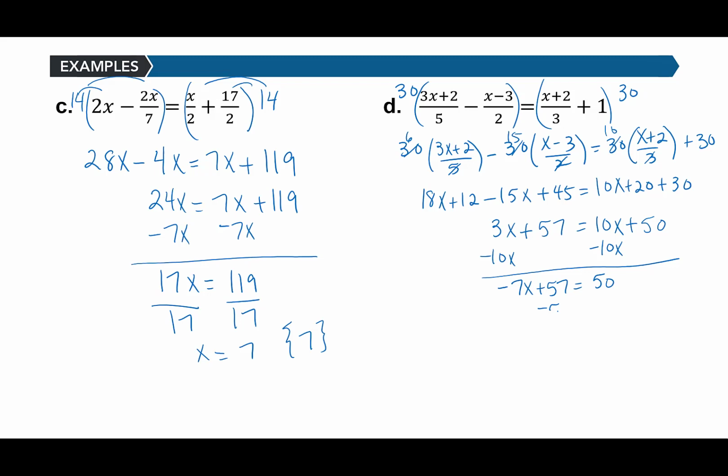And then subtract 57 to get negative 7x equals negative 7. And lastly, divide each side by negative 7 to get x equals 1. And our solution set then is a set containing 1.